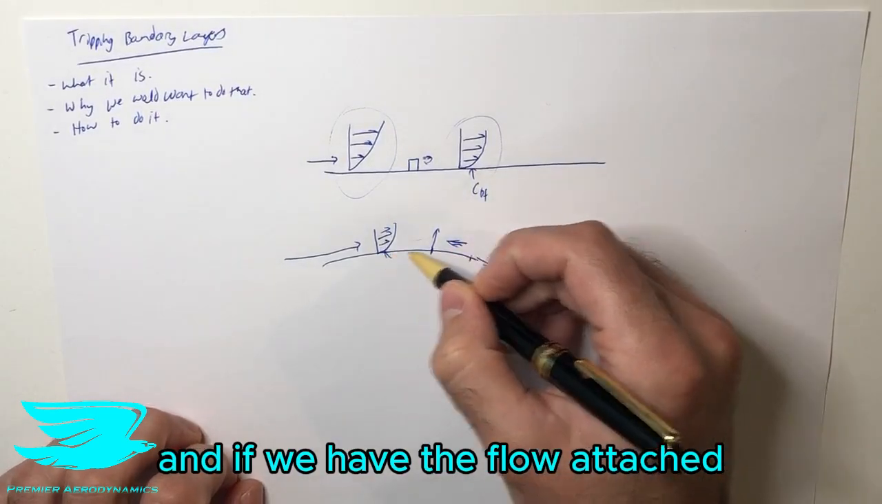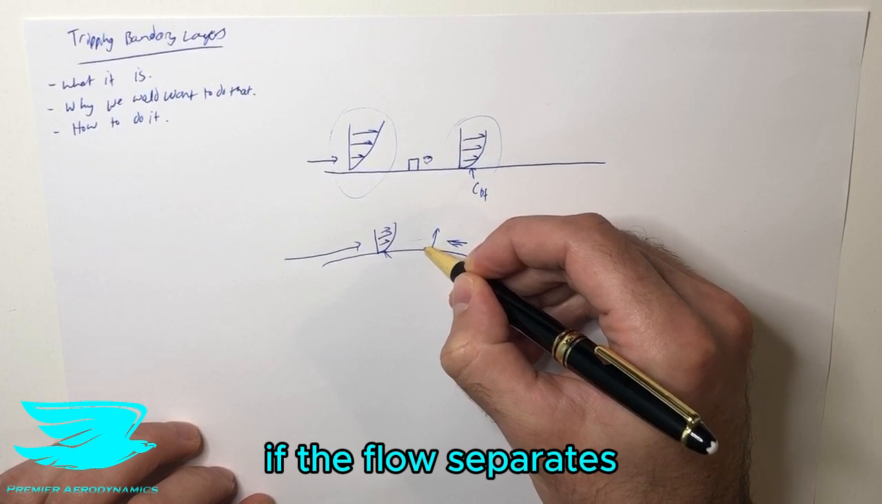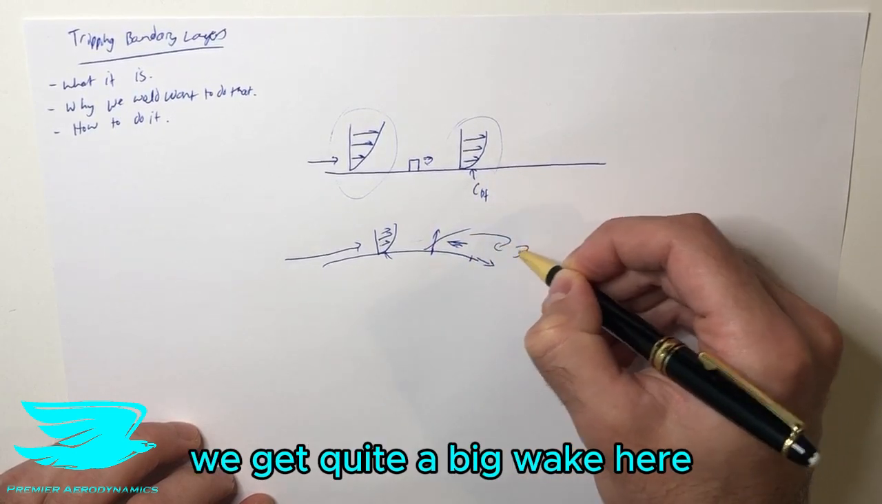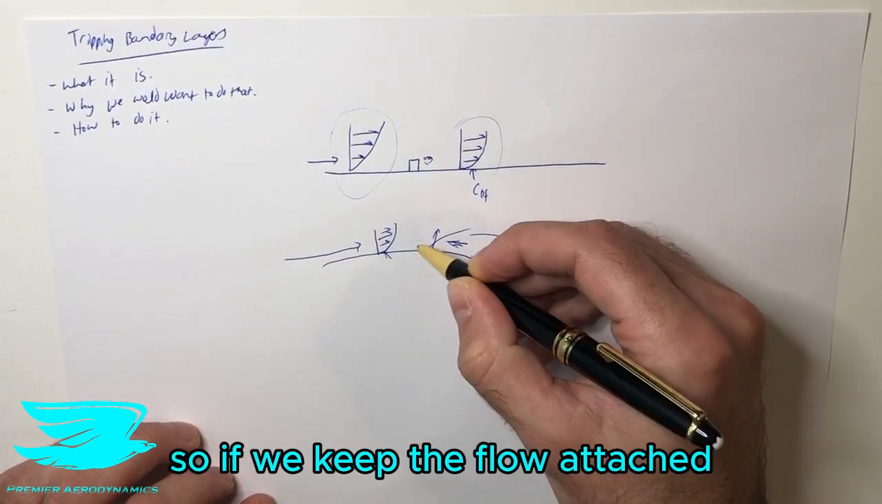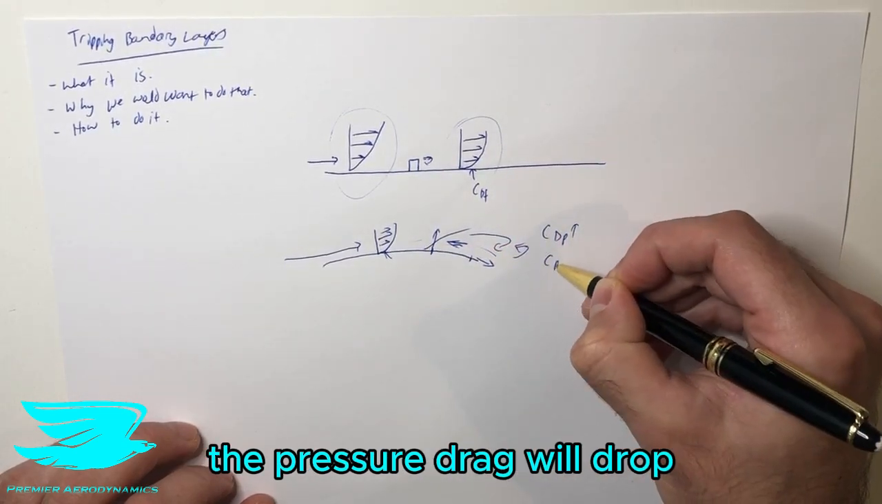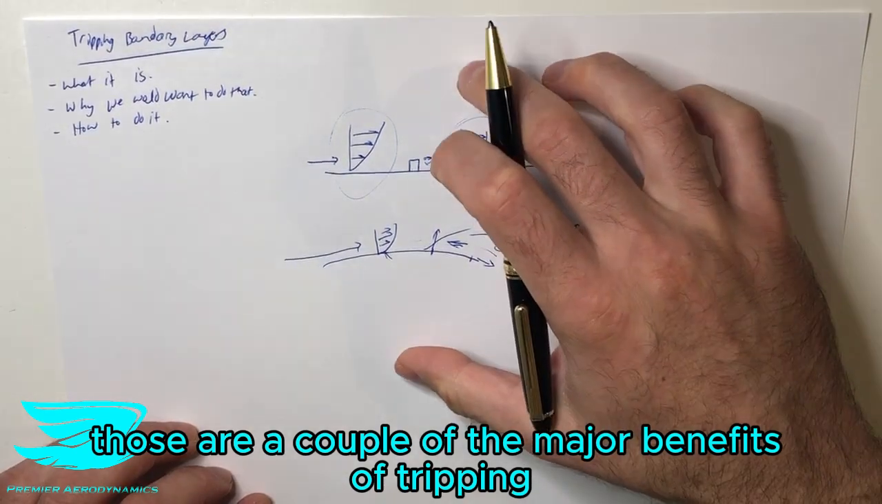And if we have the flow attached, it means that the pressure drag will drop, because as we know, if the flow separates, we get quite a big wake here, and then the pressure drag will increase. So if we keep the flow attached, the pressure drag will drop. So those are a couple of the major benefits of tripping the boundary layer.